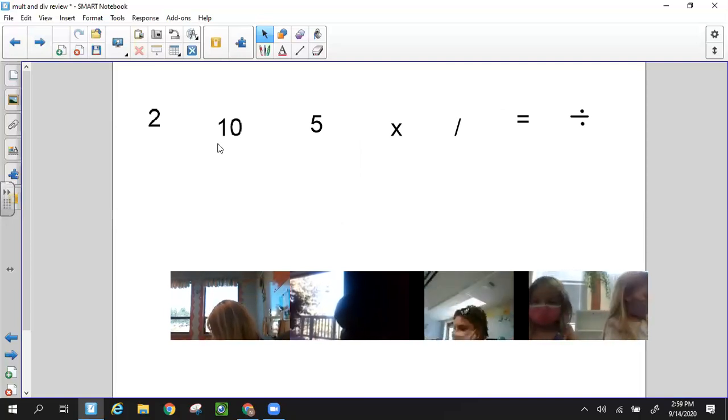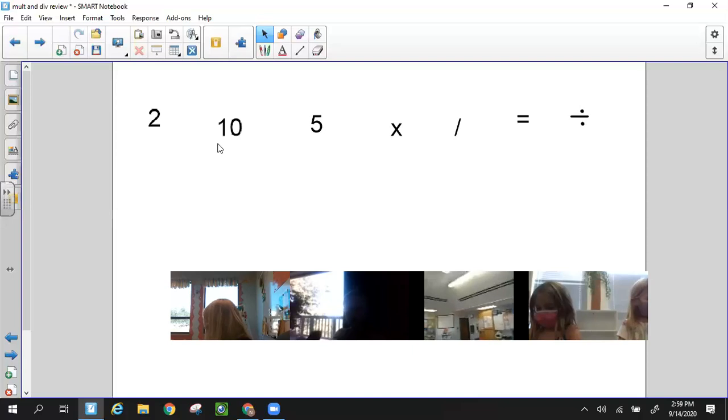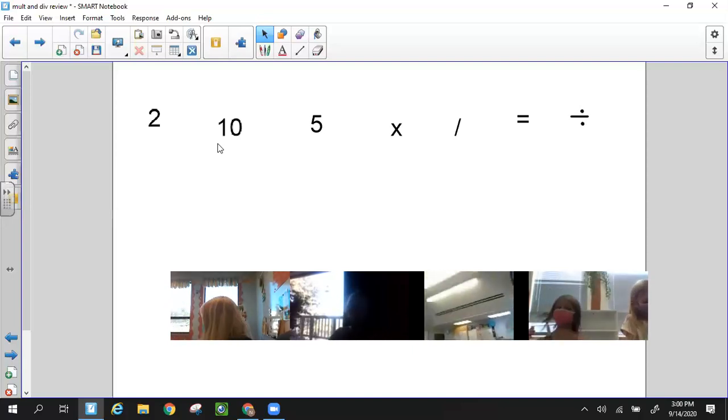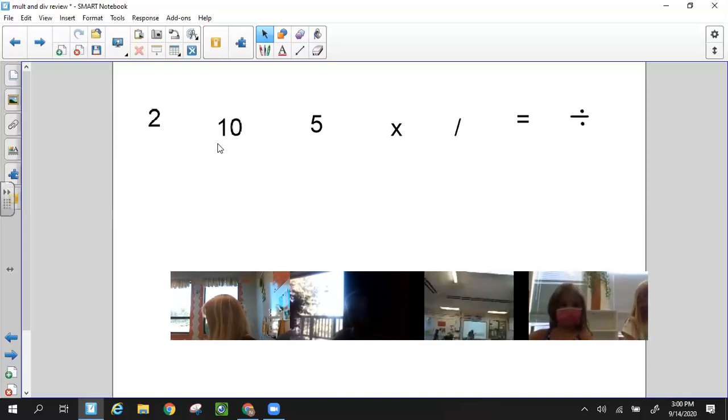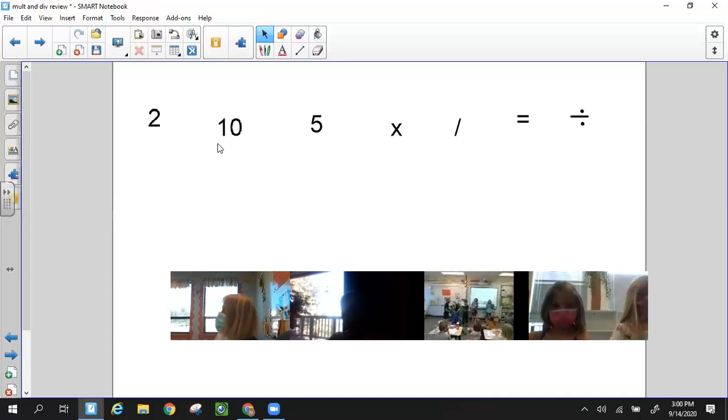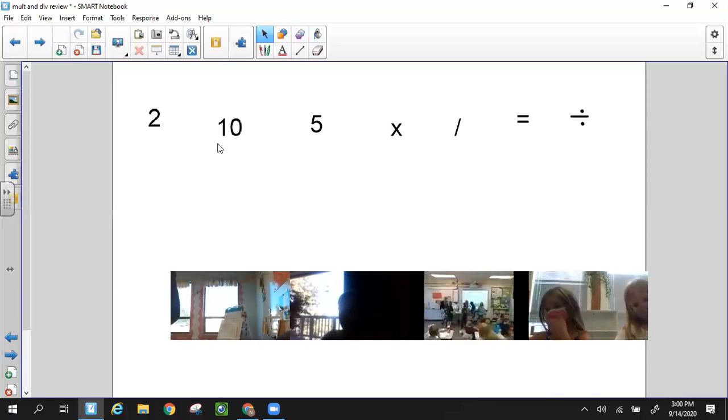Would you come up, Haley? And Abby? Finn, and Max. You're going to stand in front of us and put yourself in order. And you guys that are in the audience are going to write down the equation. Don't touch it. So let's see if you can get it in order.